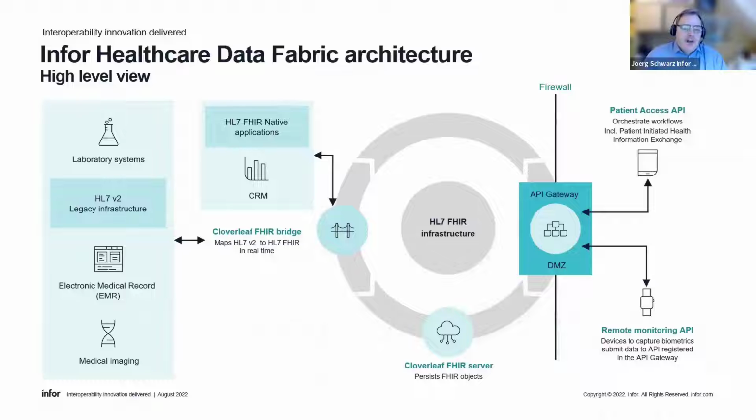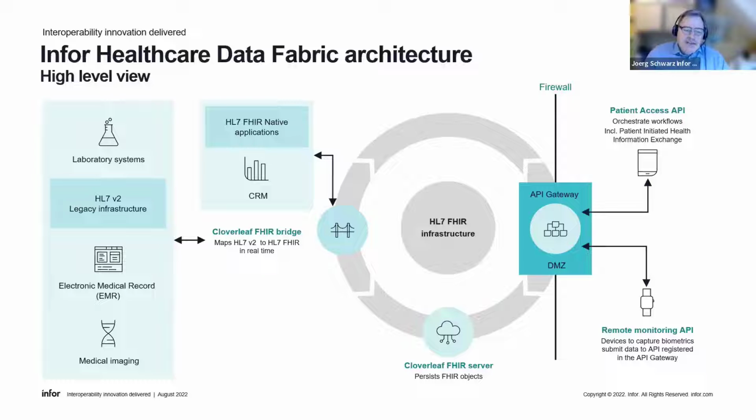And what I was explaining is, if you look at the left side of the slide, you see the existing legacy infrastructure. This is the HL7 infrastructure that we've been building for the last 2 decades, with HL7 V2 used to exchange data between the lab system and the EMR and the PACS systems for medical imaging. Cloverleaf is the #1 interface engine in the world to do these type of exchanges.